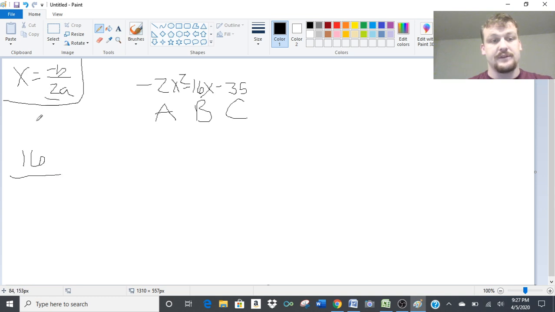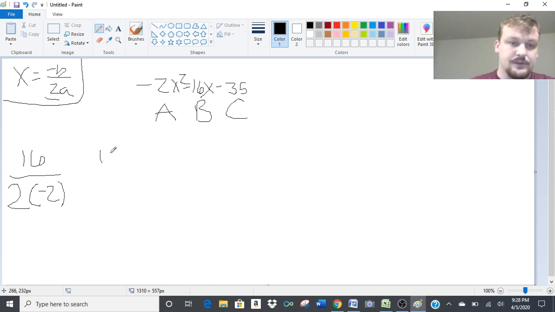over 2, which is just the number 2. And our a is negative 2. You don't include the variable when plugging in for a. I think some people got that a little bit confused with the previous lesson. So now we have 16 over 2 times negative 2. 2 times negative 2 is negative 4. And 16 divided by negative 4 is negative 4. So negative 4 is our x.